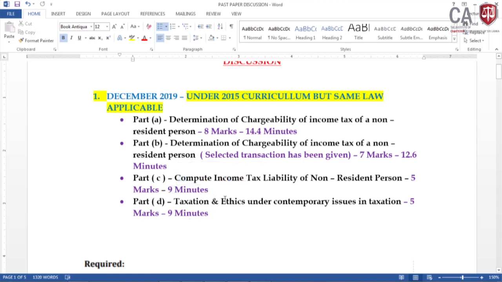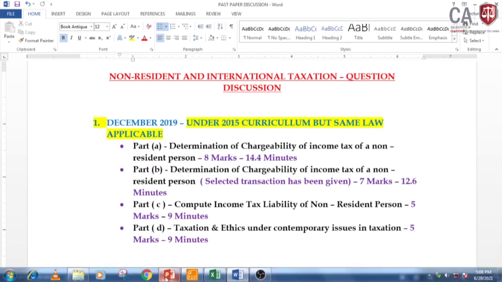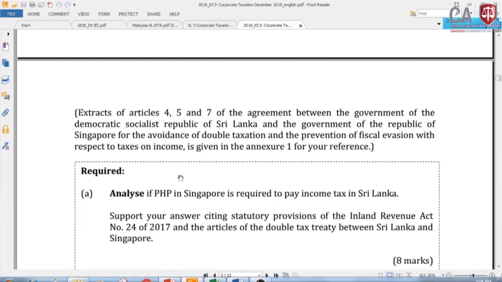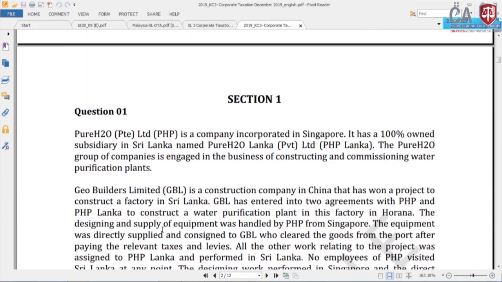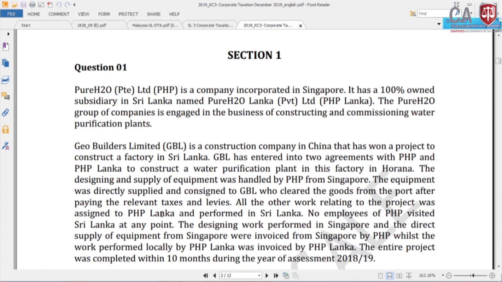Part D, taxation and ethics under contemporary issues in taxation. It's 5 marks and it's 9 minutes. Clear? Then we will analyze the question. You know all the requirements, how many marks, how much time. Then we will come to the question. It's not like the current question. The facts are very short, summarized, but with the improvement of the time of the paper and the students, a question like the March 2021 paper question can be tested.